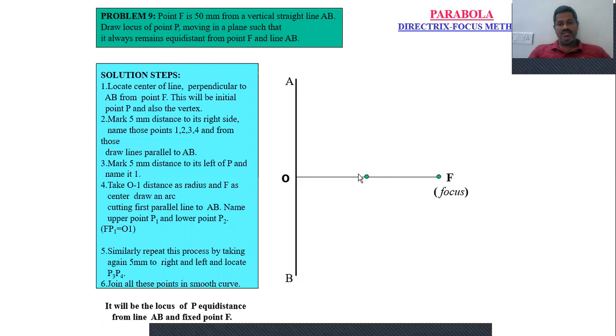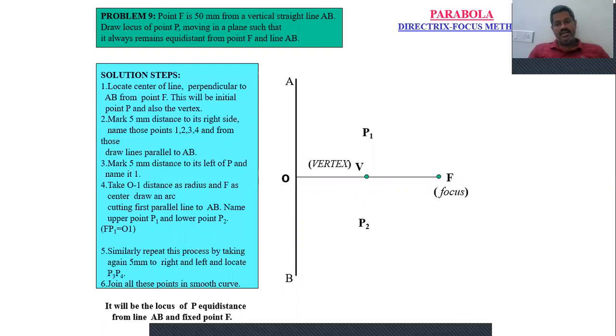This vertex is a moving point. Now this point is exactly lying on the OF line. That means this point is equidistant from AB and from F, and that is called the vertex. This is the first point, the reference point to draw our curve. So the vertex is exactly 25 mm from O and 25 mm from the focus. So it is 25 mm from the fixed line, the directrix, and 25 mm from the fixed point. This point is at equal distance from the fixed point and fixed line.